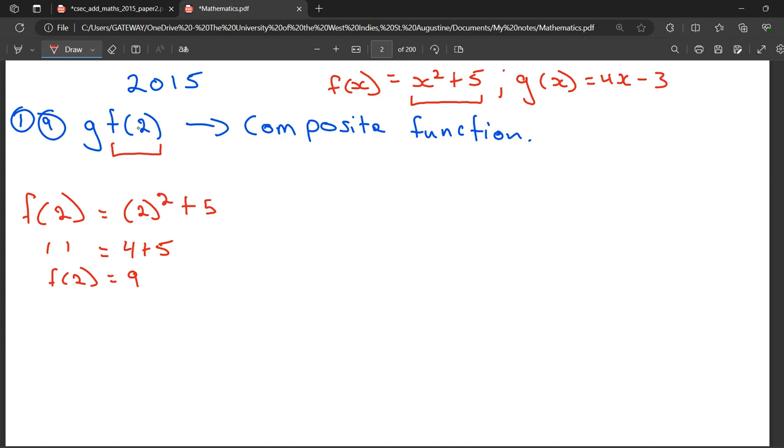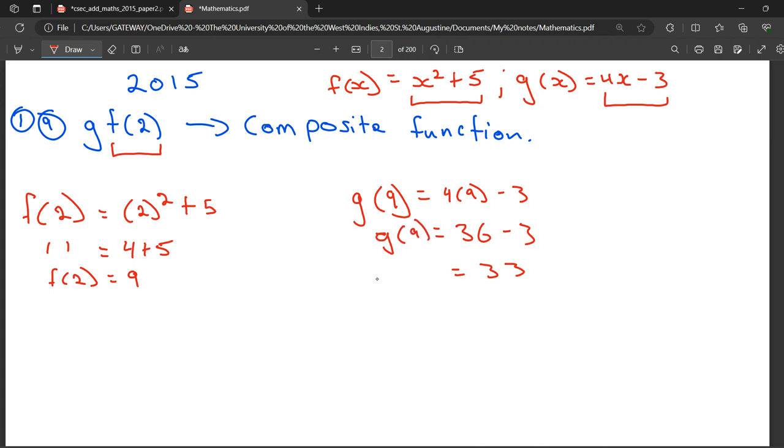Now you can replace f of 2 with the number 9. So what you end up with is g of 9. On the right hand side of g of x, you replace x with the number 9. So it's 4 by 9 minus 3. 4 by 9 is 36, and 36 minus 3 is 33. This is g of 9, which is g f of 2. 33 will be your answer there.